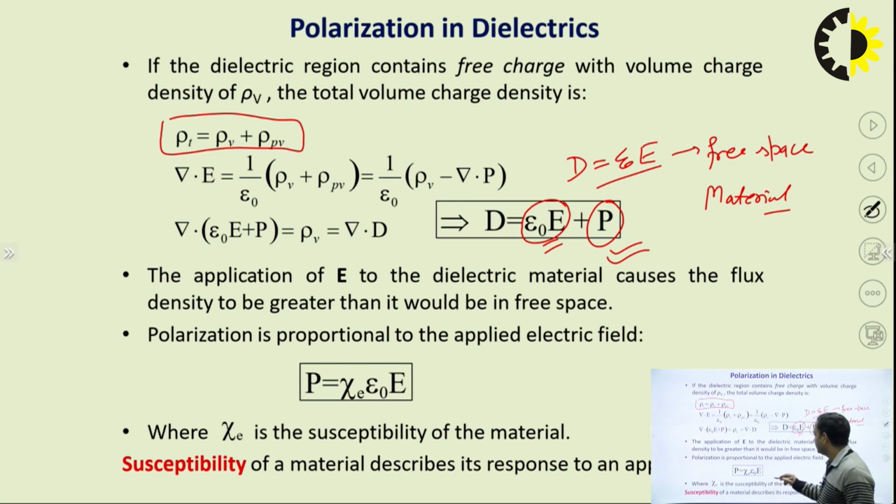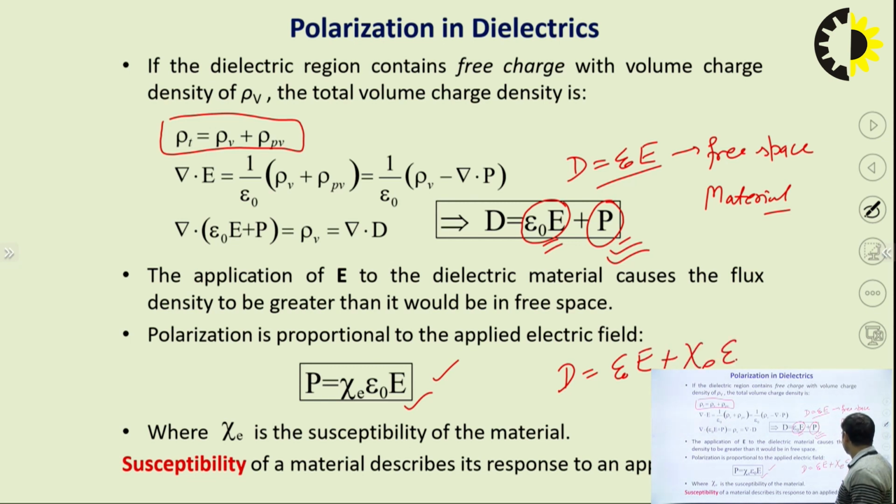P is equal to chi_e epsilon naught E, so we can put this value here. In this case D will be epsilon naught E plus chi_e epsilon naught E. We can take it out like (1 plus chi_e) into epsilon naught E. Here chi_e is the susceptibility of the material.